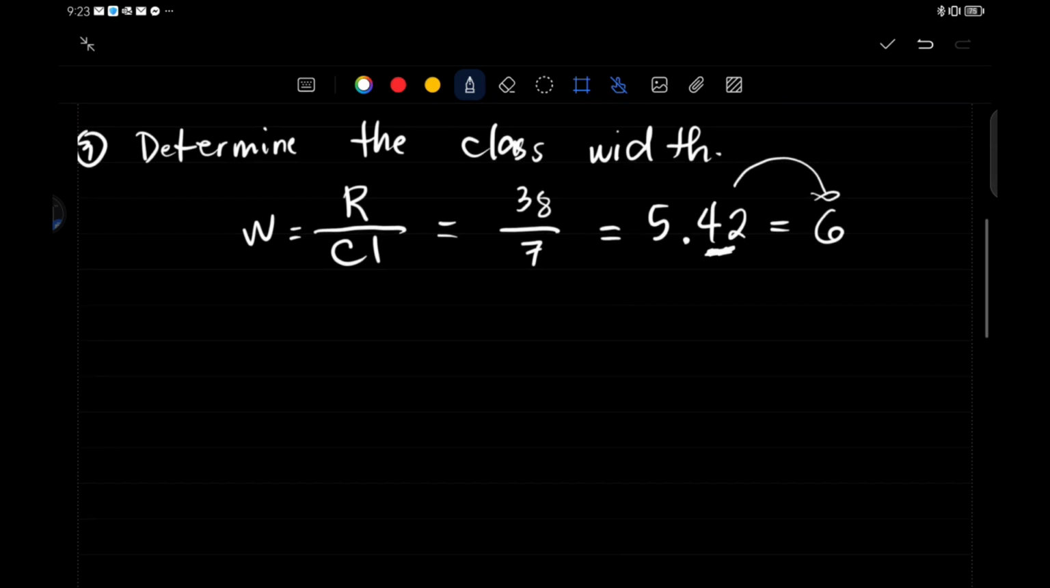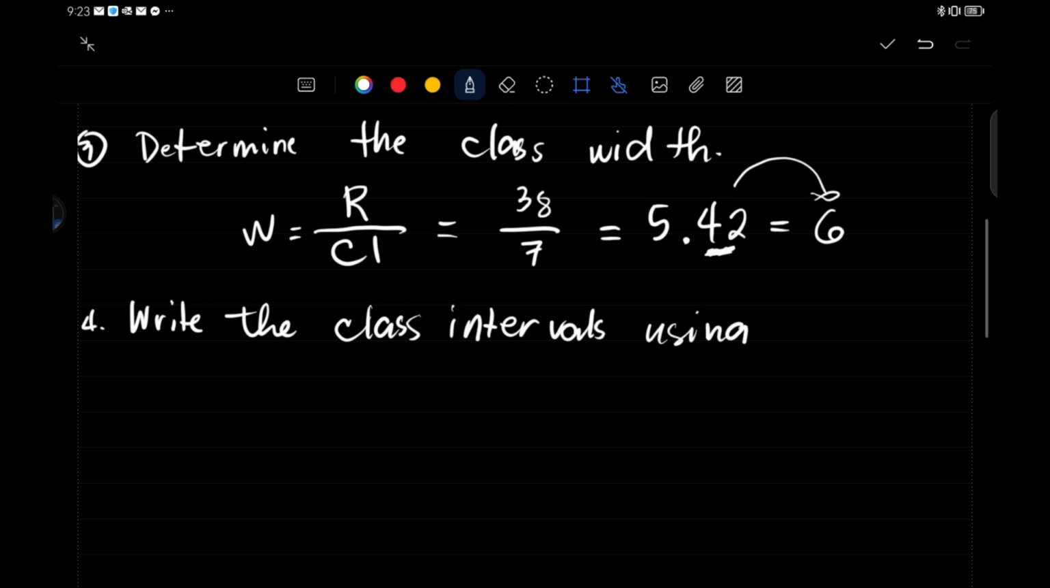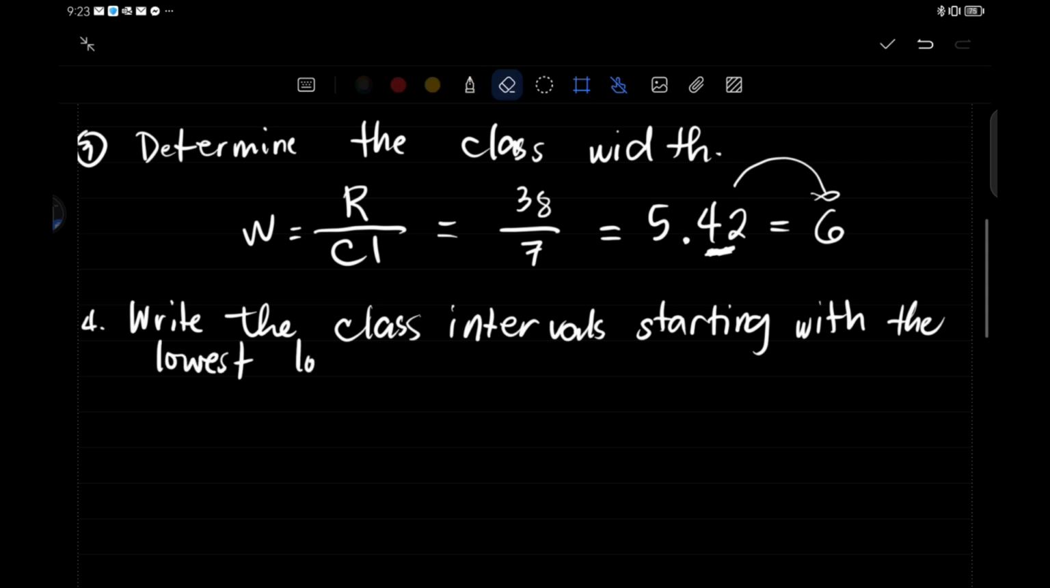So step number 4, write the class intervals, starting with the lowest value as determined in the data.